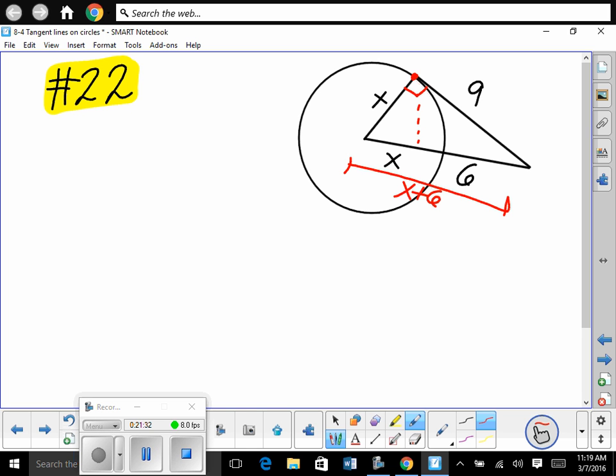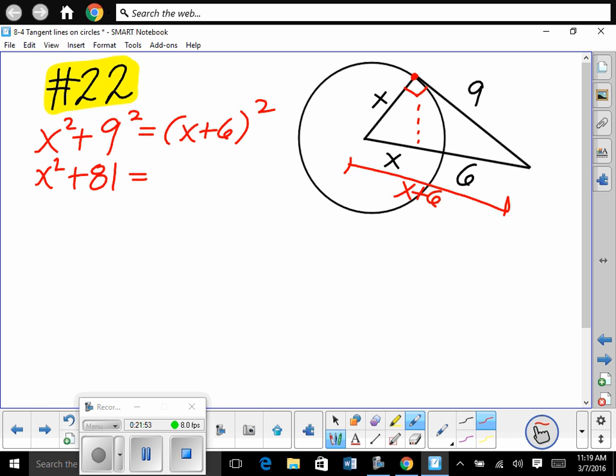So just because it's different, we know that the Pythagorean theorem will work. So side 1 squared, which is x squared, plus side 2 squared, which is 9 squared, is equal to the hypotenuse, which is x plus 6, all squared. The hypotenuse all squared. Everybody comfortable with that? Okay, so right now we have x squared plus 81, because 9 squared is 81.